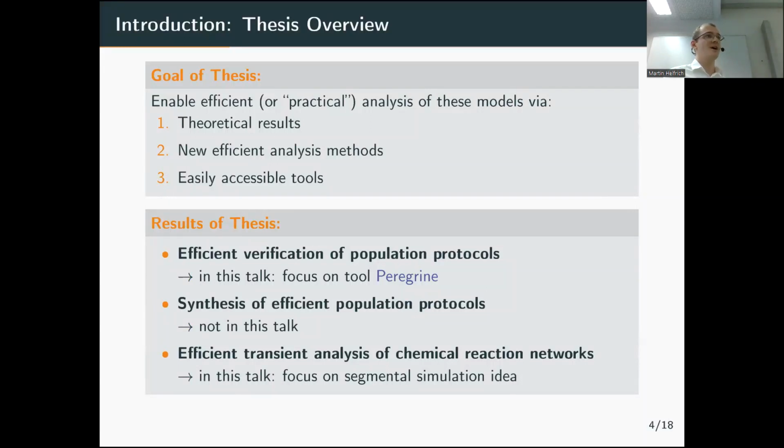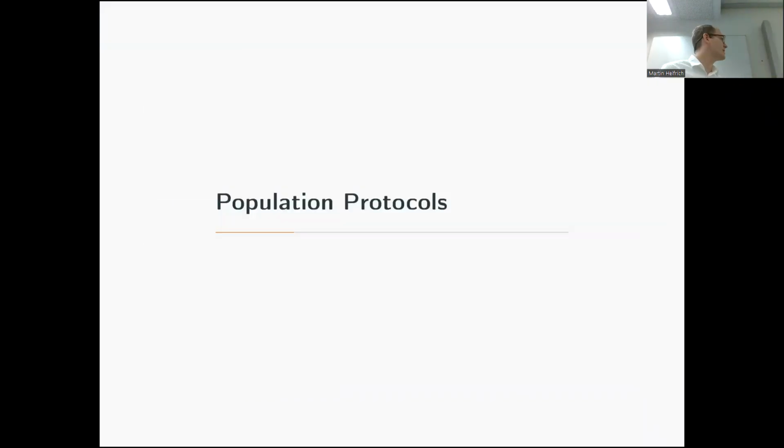In this talk, because of time constraints, I will only have time to talk about the first and the third topic. Specifically, in the first topic, I'm going to focus on the tool. So there will be a lot of demos. And in the third topic, I'm going to focus on the idea behind the method. Okay, let's jump right in.